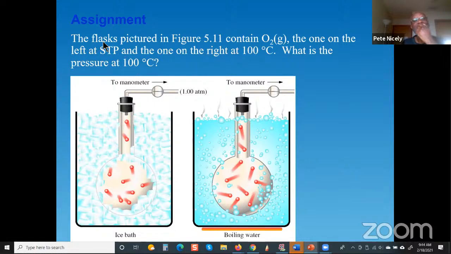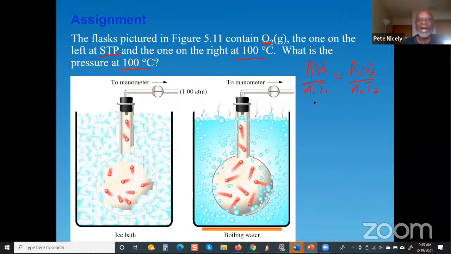So this question says the flasks pictured in figure 1.11 contain oxygen. So that's one important piece of information given here. Oxygen, I don't know if it becomes important in terms of actually solving the problem. The one on the left is at STP, we know what that means. And the one on the right is at 100 degrees Celsius. What is the pressure at 100 degrees Celsius? So the equation that comes to mind would be P1 V1 over N1 T1 is equal to P2 V2 over N2 T2. Now, in this case, there are 2 things that will be held constant.